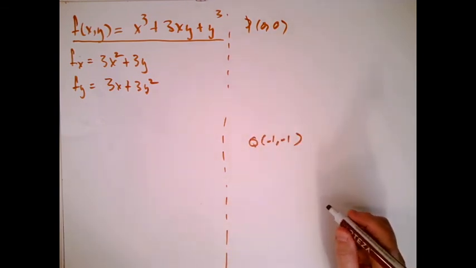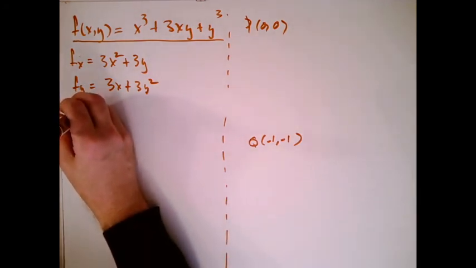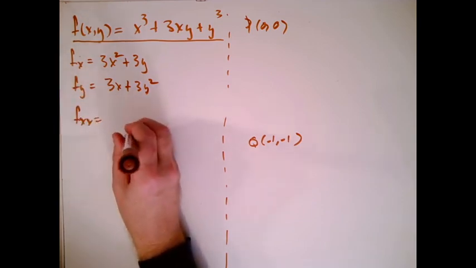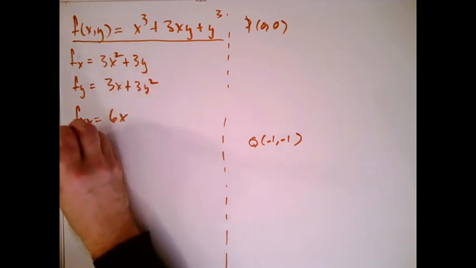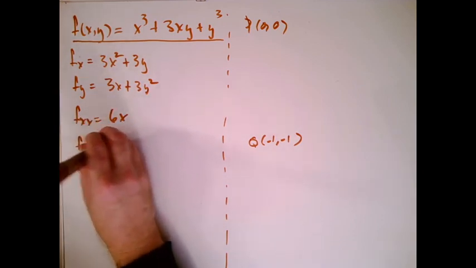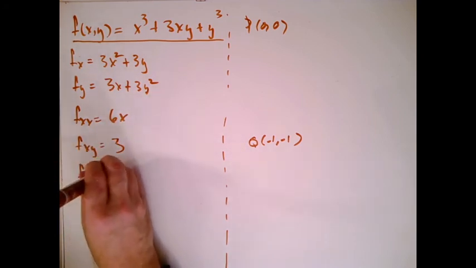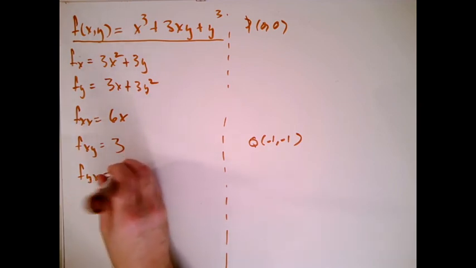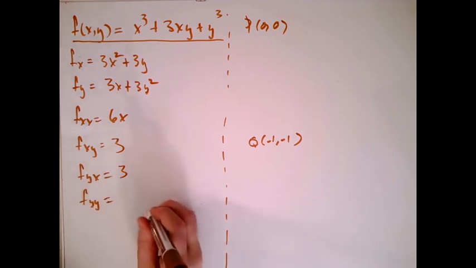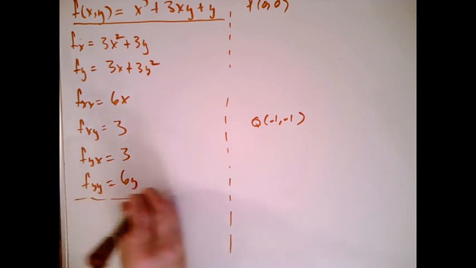don't know whether we have maxes or mins or neither. So we're going to do the second derivative test. So we need the four second derivatives. So fxx here is going to be 6x. fxy here is going to be 3. fyx is going to be 3, and usually those are the same. And fyy is going to be 6y. So we can write down our formula for D.